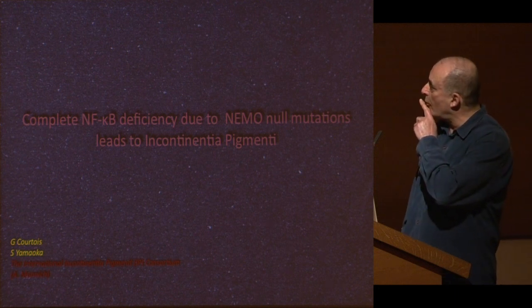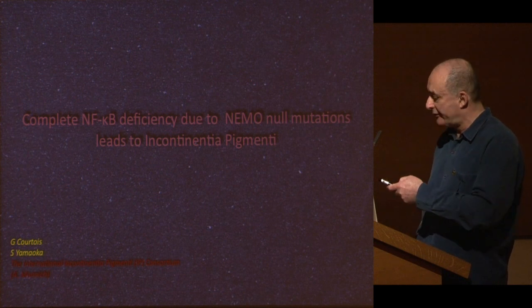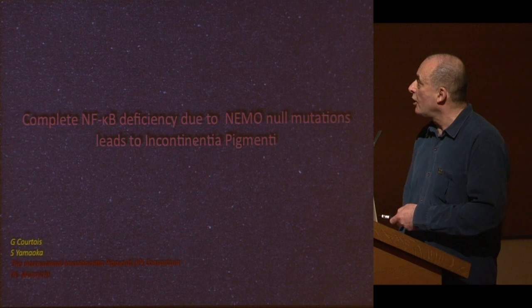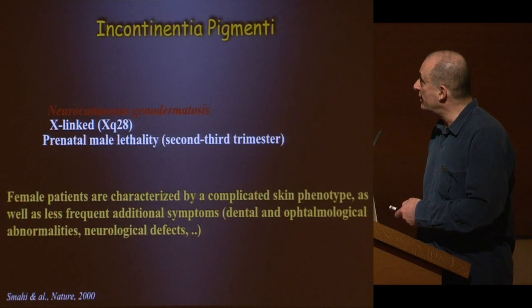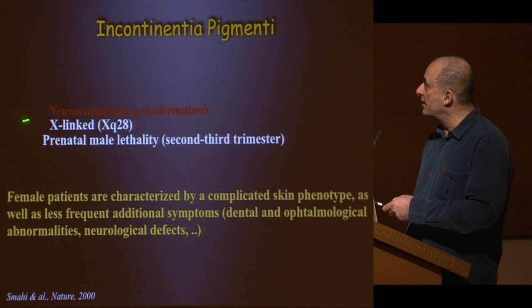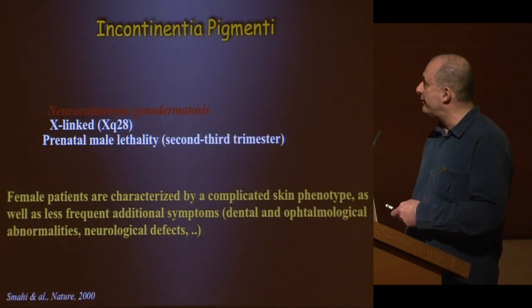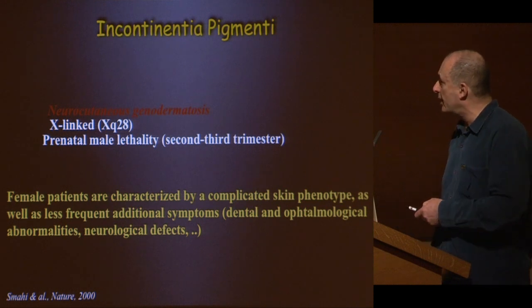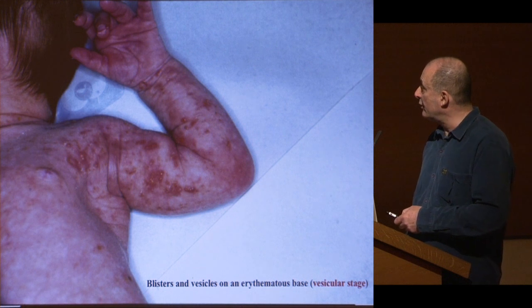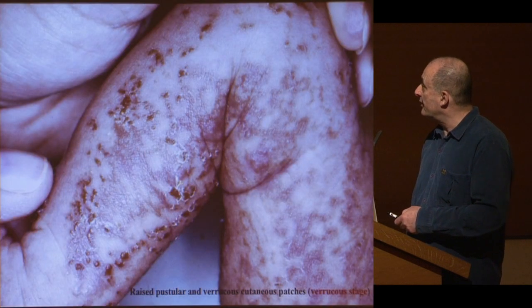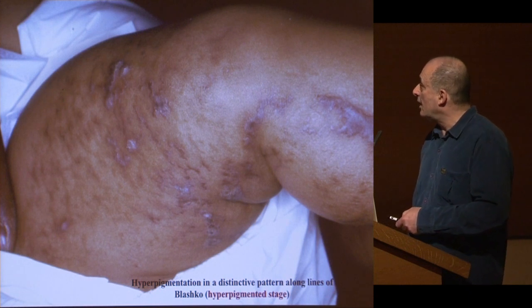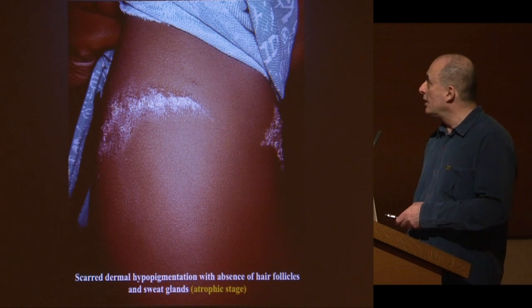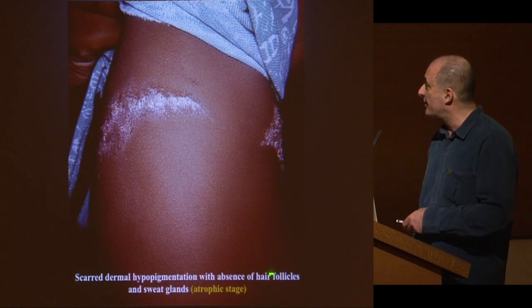The story started right after we cloned NEMO, when we were contacted by a consortium of geneticists, including Arnold Munnich at Necker, who were after the gene responsible for a pathology called incontinentia pigmenti. So what is it? It's a genodermatosis, it's X-linked, and it's characterized by prenatal male lethality. Female patients have a complicated skin phenotype, which develops in 4 stereotyped steps that I will show you briefly here. That's the first step, the vesicular stage. Second step. The third step is hyperpigmentation, hence the name of the pathology, incontinentia pigmenti. And those marks progressively disappear before adulthood, leaving or not areas of hypopigmentation with absence of hair follicles and sweat glands.